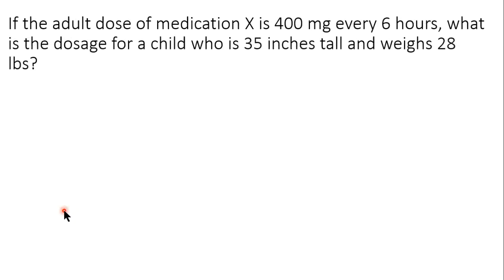If the adult dose of a medication X is 400 milligrams every 6 hours, what is the dosage for a child who is 35 inches tall and weighs 28 pounds? So here we have to use a formula which converts from adult dose to child's dose. But first, for that formula, we need the BSA, which is the body surface area. So for this, we need the square root of inches times pounds divided by 3,131.